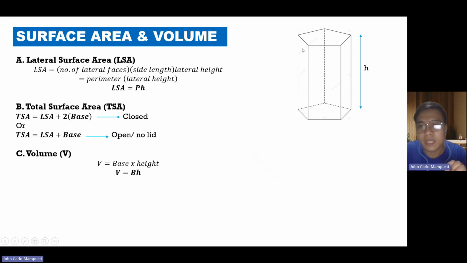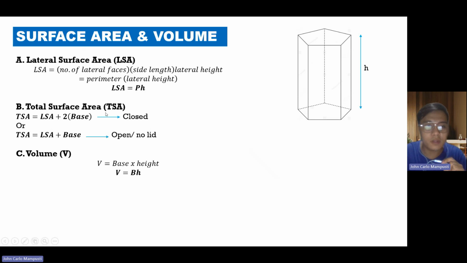So parang kumukuha lang tayo ng area ng rectangle. Kaso, binibilang natin lahat. So we have 1, 2, 3, 4, 5 times yung area ng ating lateral face. So this is actually equal to the perimeter of the base times the lateral height. So LSA equals perimeter times height.